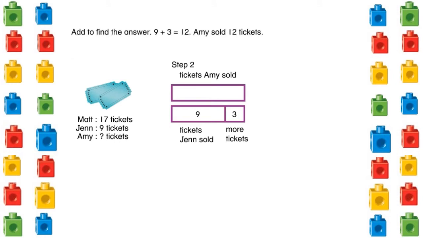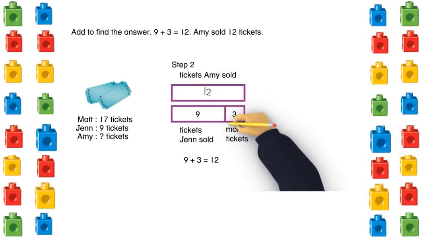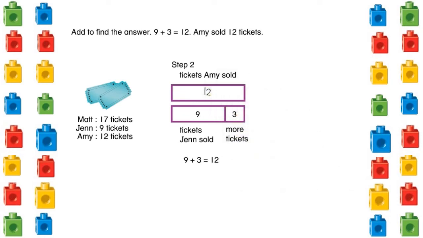Add to find the answer. 9 plus 3 is equal to 12. Amy sold 12 tickets.